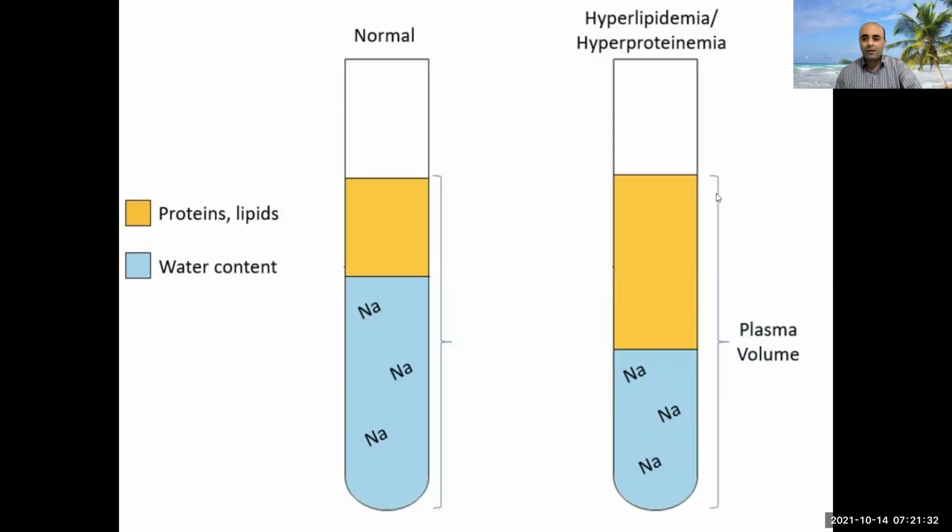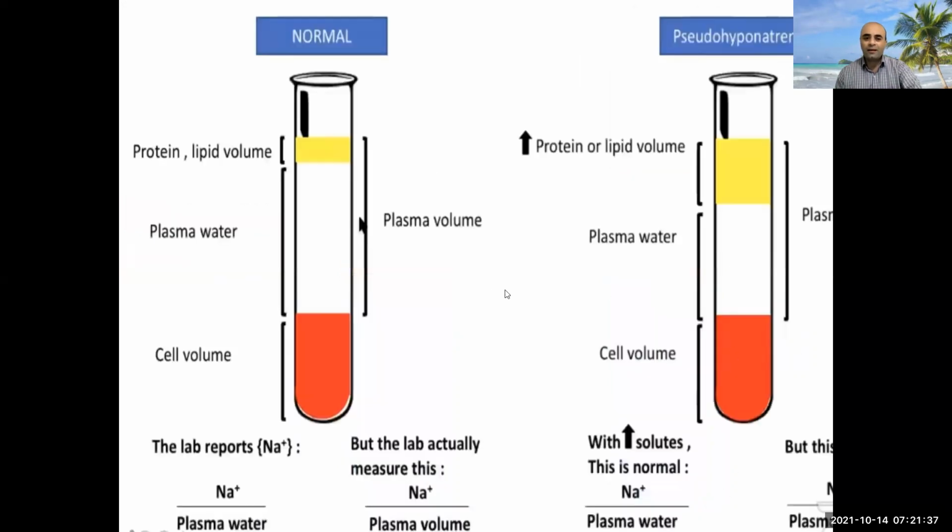This gives you pseudo hyponatremia, a reading of low sodium. We'll clarify this. We have the normal lipid and protein volume here, and this is plasma water, and this is the cell volume or cell component. When we measure, the lab will report only the sodium in the plasma water. But actually the lab measures this sodium in the plasma volume. In a normal person, this small amount will not affect your result. It will appear normal. Okay, it's clear now.